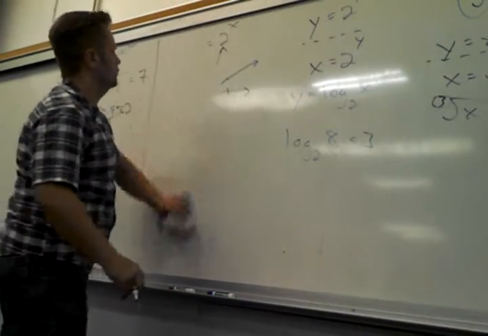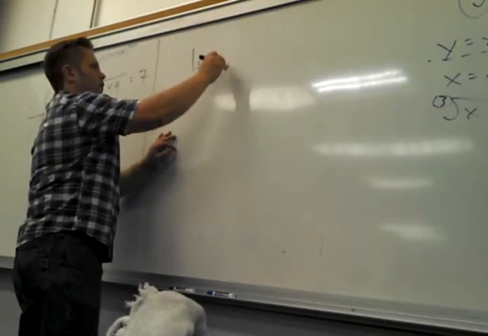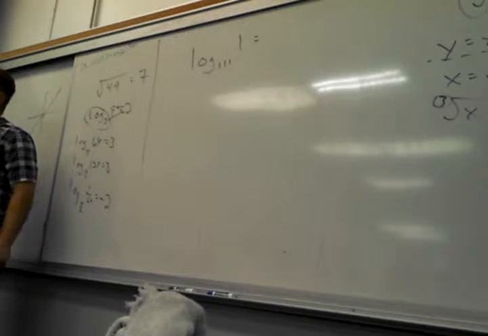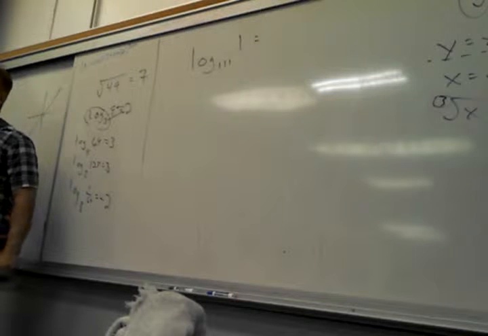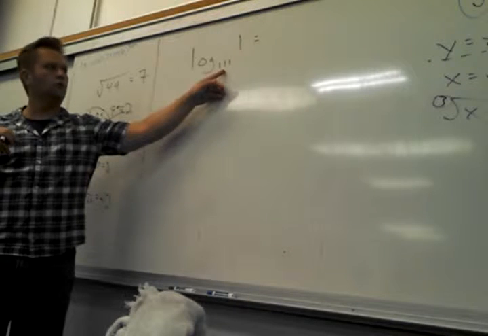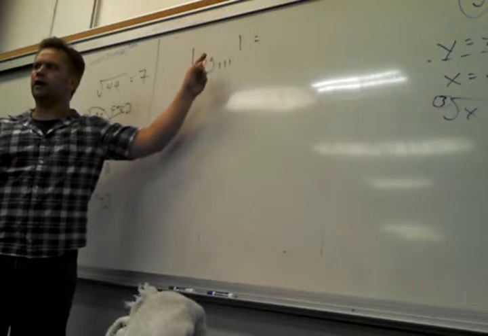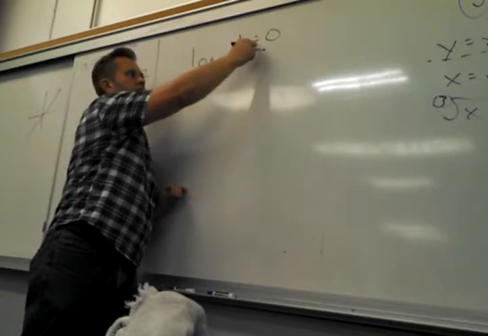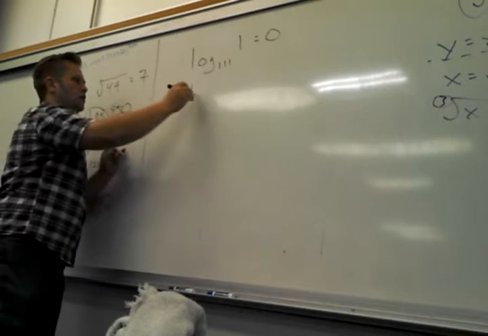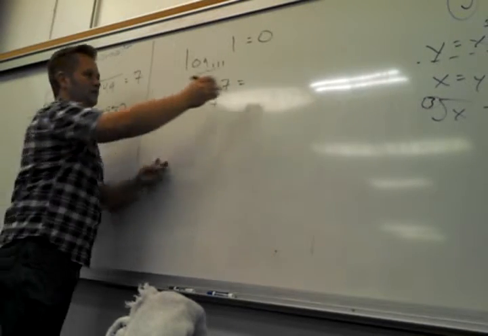So some more rapid fire stuff here. What's log base 111 of 1? 0. So what's the question you're asking yourself? What's the question that this asks? No, come on. 111. What do I raise 111 to get 1? That's the question the log always asks. 0. So log base anything of 1 is 0. So what's log base 7 of 7? 1. Take a guess.